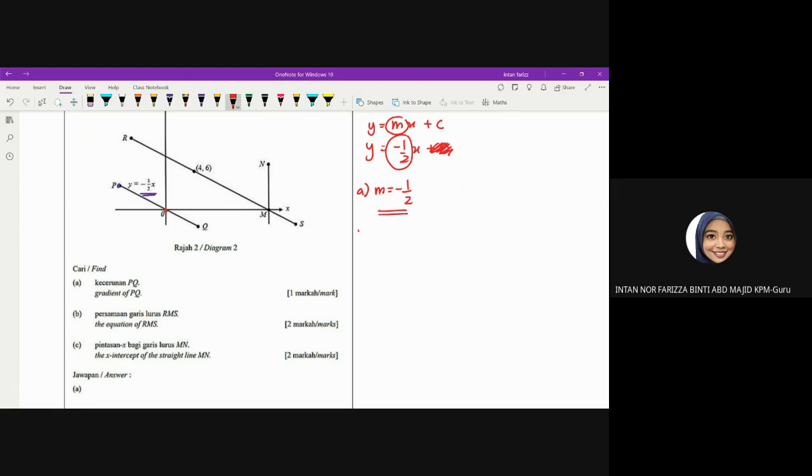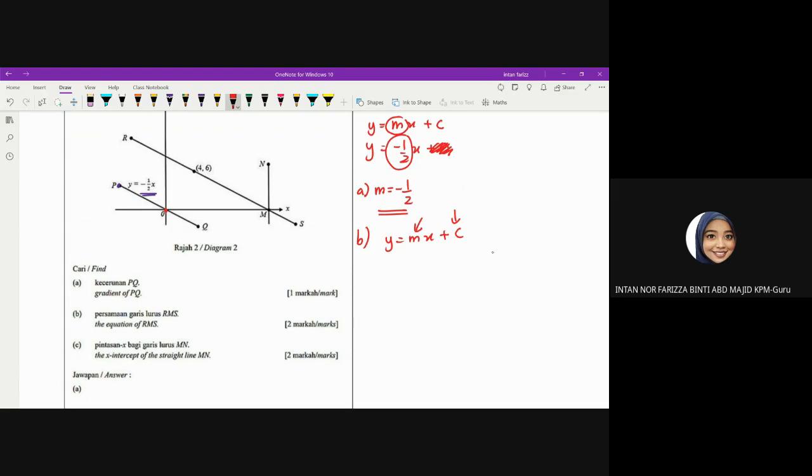So that's answer B. You're going to find the equation of RMS. So again, for RMS you have to use y equals mx plus c. What do you need? You need to have the m, you need to have the C. Ada tak C dekat sini? Tak ada. Okay, never mind. Later we find. Okay, now let's find the m first.